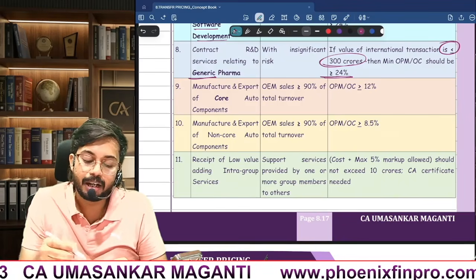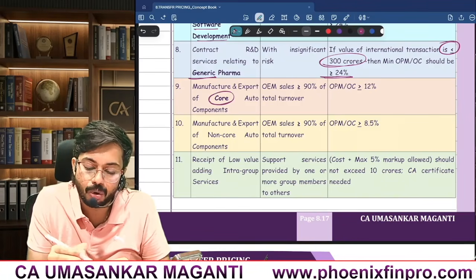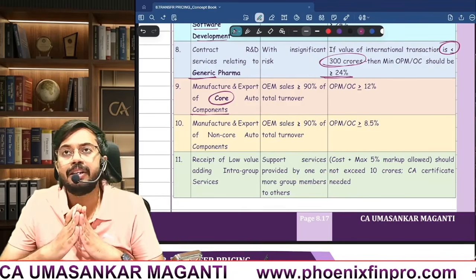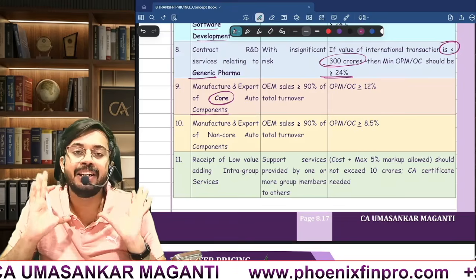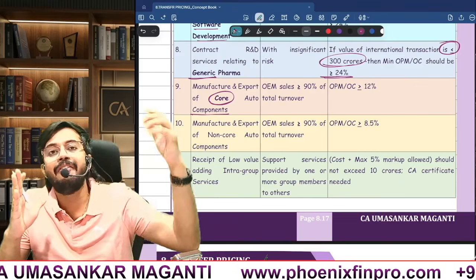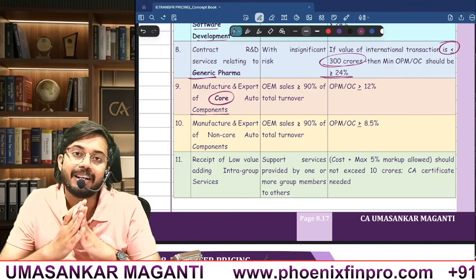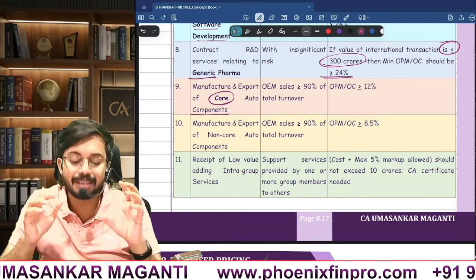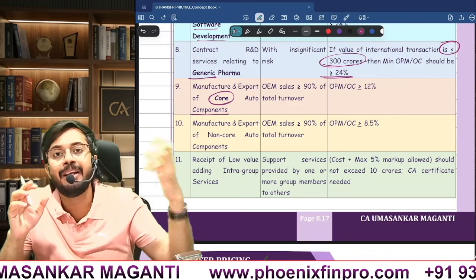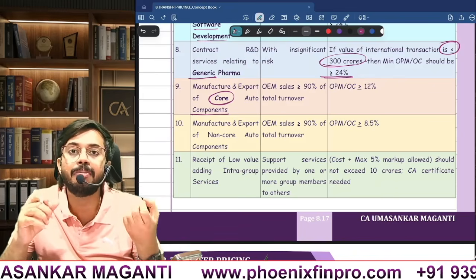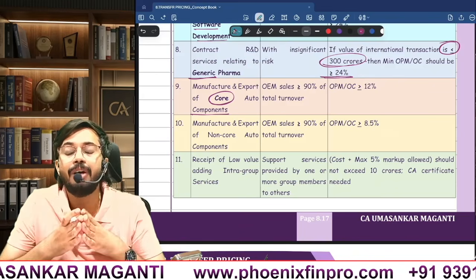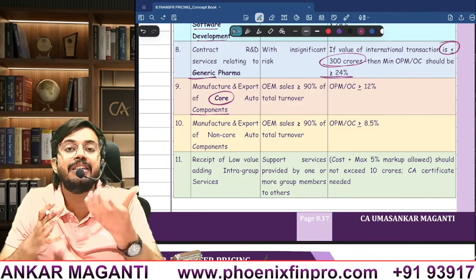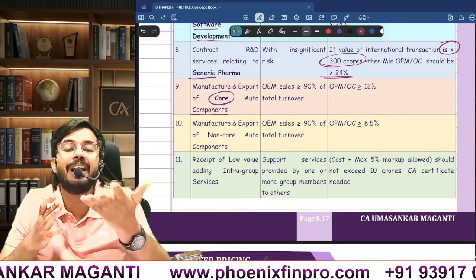Next, manufacture and export of core auto components. Let's say Royal Enfield is there. It is an Indian brand. Royal Enfield also has sales across various countries. Now, the parent company is Royal Enfield India. It is supplying core automobile components. Core automobile components means what? Royal Enfield is exporting Royal Enfield engines to various countries. Engine is a core component. Without the engine, the bike will not go.